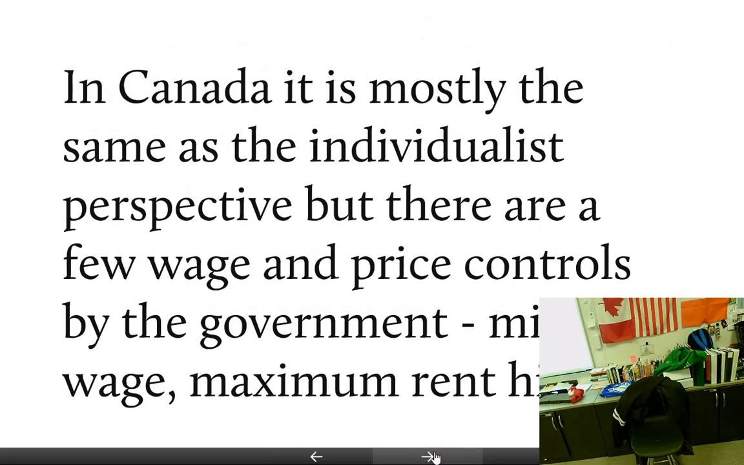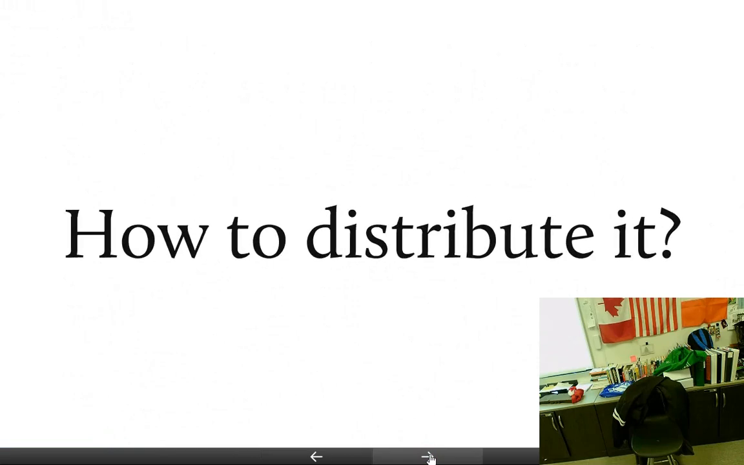In Canada, it's mostly the same as the individualist perspective. It's all about profit. But there are some government controls, like minimum wage or maximum rent hikes. So there is some government regulation. Third economic question is, well, how do we distribute it? So what to produce, how to produce it, and finally, who gets this stuff?